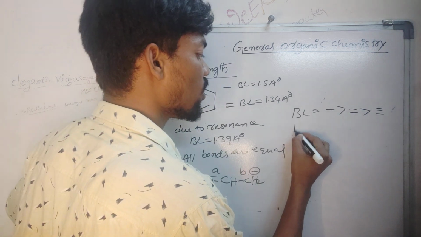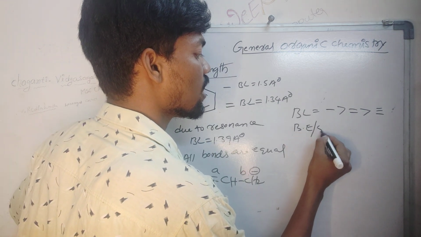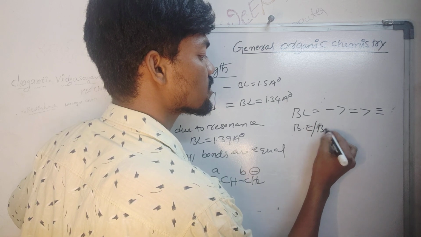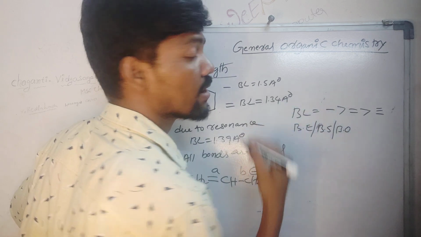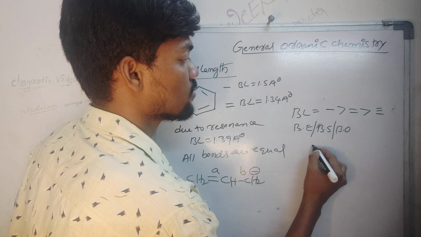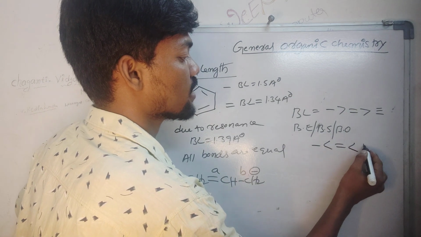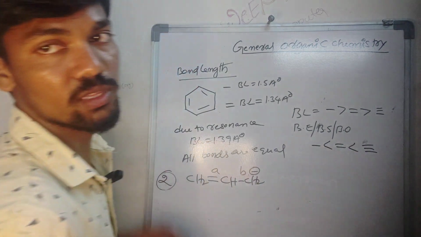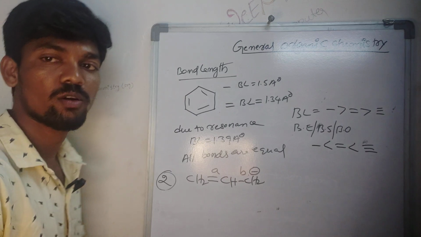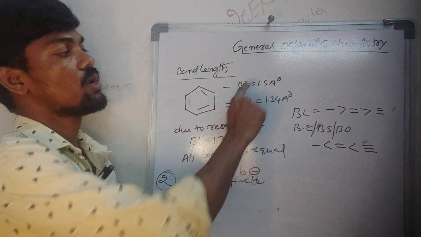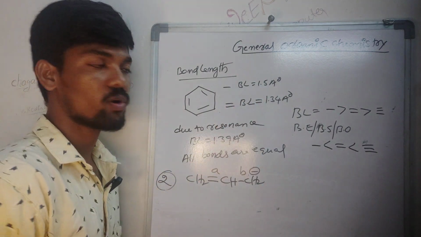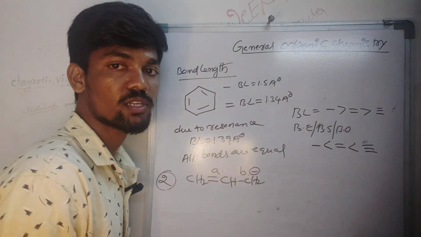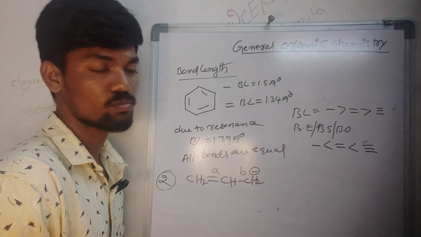Now tell me the bond energy or bond strength or bond order. What is the order? It is the opposite of the bond length. Bond length is opposite only for that one. So for a single bond, the length will be more. For a double bond, the length will be 1.34 angstroms, and in the benzene ring, 1.5 angstroms.